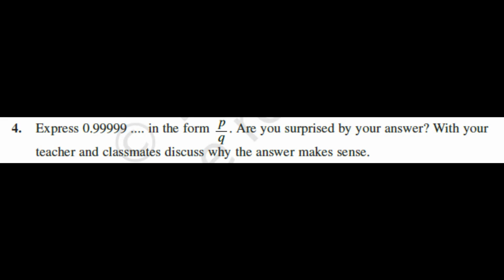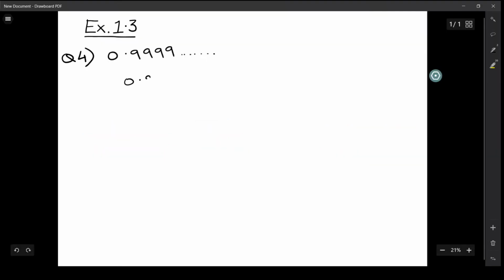So question number 4 is an interesting one. It's asking us to express the number 0.99999 repeating itself in the form p by q. And it's asking us if we're surprised by the answer and why it makes sense. Before we get to that, let's try and solve this and see why it's interesting. Now I can express this as 0.9 with the bar over the 9, indicating that the number 9 is repeating itself.